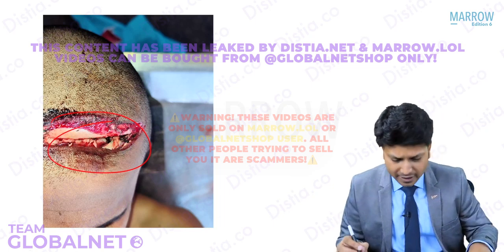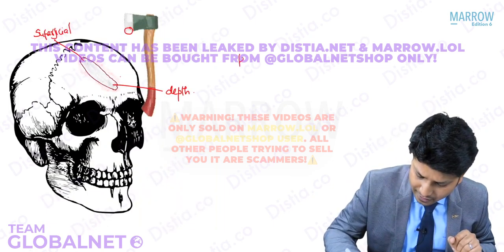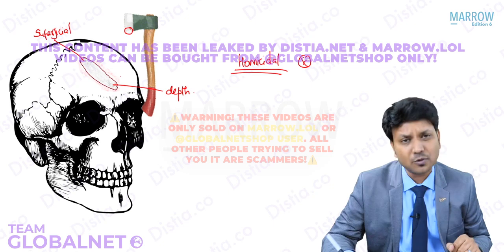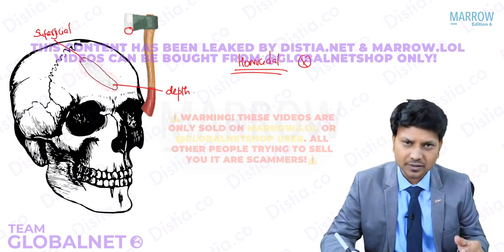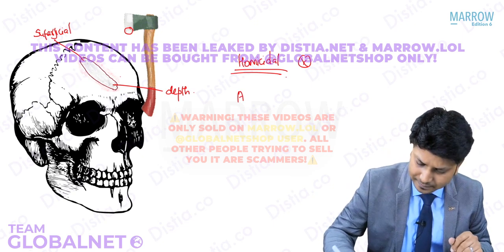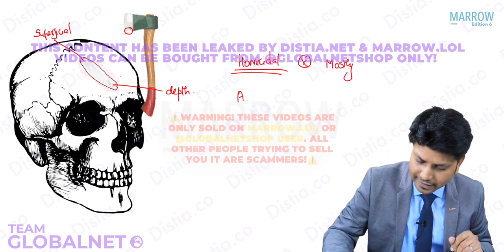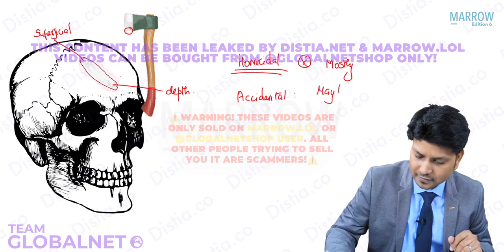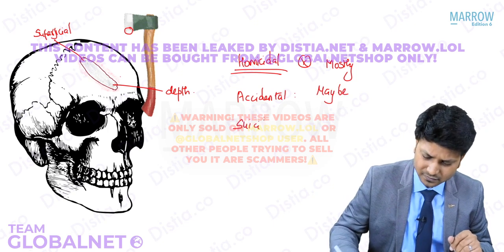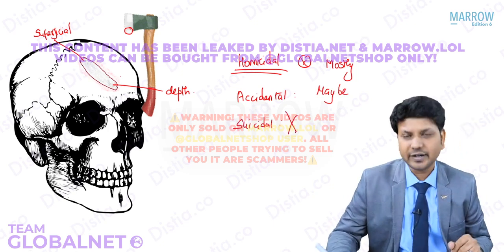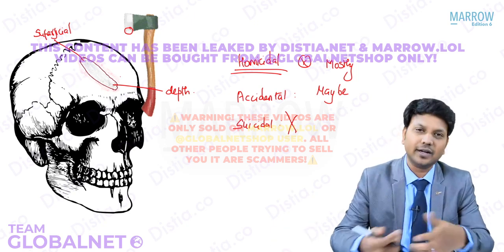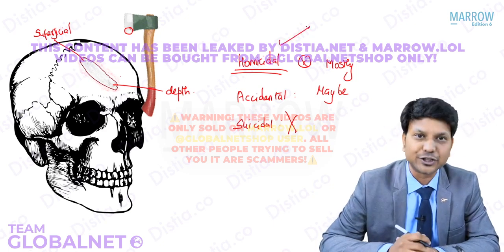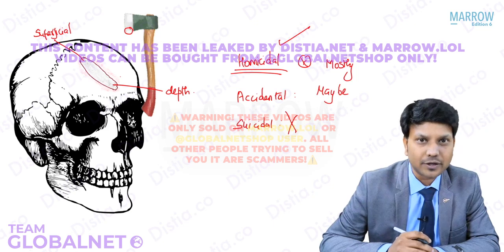Very, very typical. If you look at this chop wound, it can be homicidal very commonly. Chop wounds are mostly homicidal, particularly those on the head. It may be accidental. Suicidal, no, right? A person will not take an axe and put it on the head and die. Again, it's very painful, so it is mostly homicidal in nature. Fine. So this is about the chop wound that you need to know.